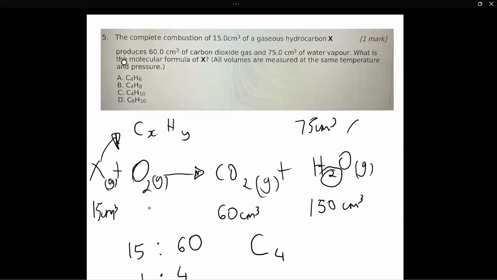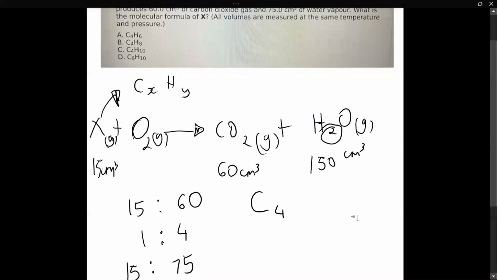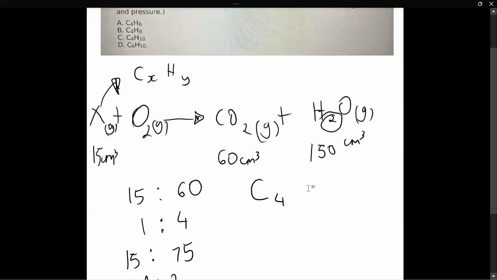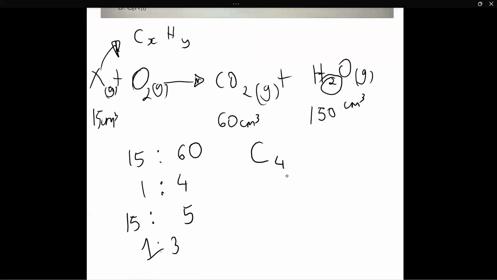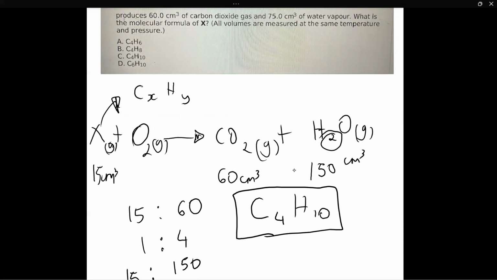I know this is all not chemically accurate, but it's just a way of visualizing, a way which you can process what I'm saying. So technically, you're producing 150 centimeters cubed of hydrogen. So the ratio is 15:150, not 15:75. So 15:150. Again, we can simplify this to 1:10, and that would mean that hydrogen is 10. And this is the molecular formula of our hydrocarbon. And that is an option over here, C. That is a correct answer.